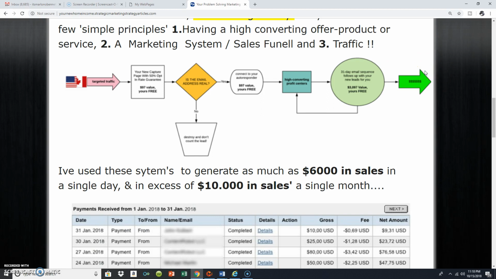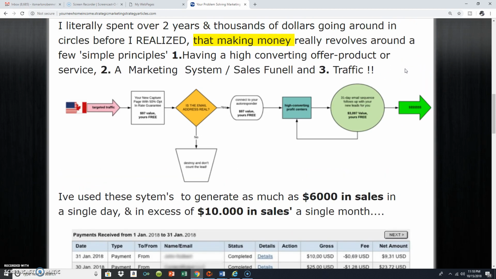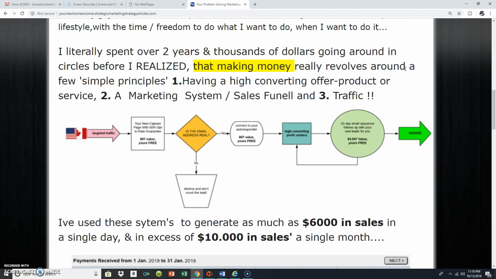If you can understand that, guys, you can do email marketing. You can set up your very own automated marketing systems and sales funnels. And you'll see right here, I talk about the fact that if you have a high converting offer, a product or a service, a marketing system, which I'm talking about now, and traffic, then you can make this work.